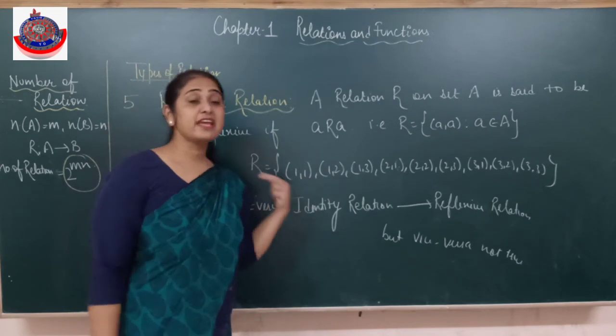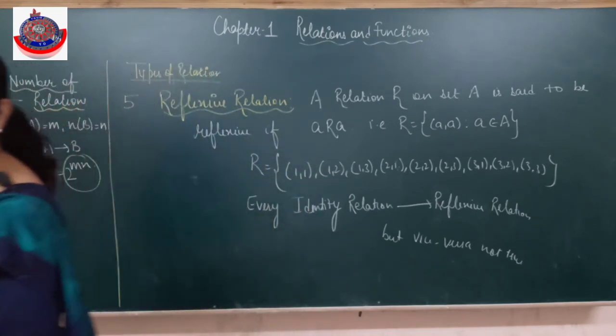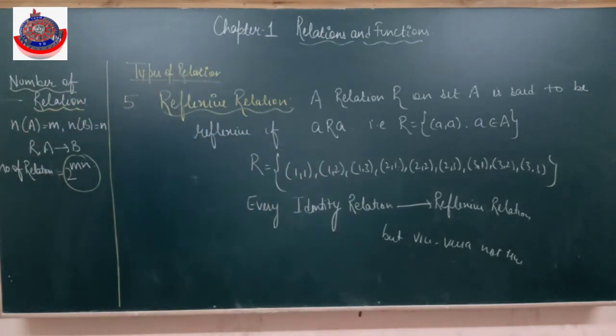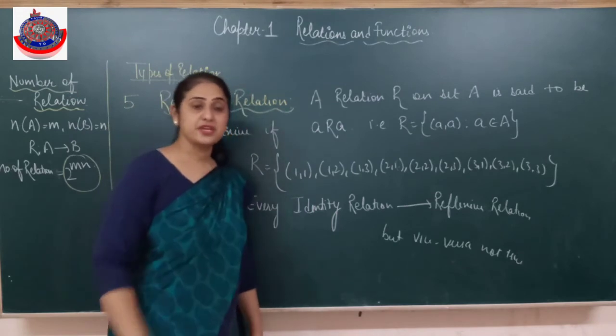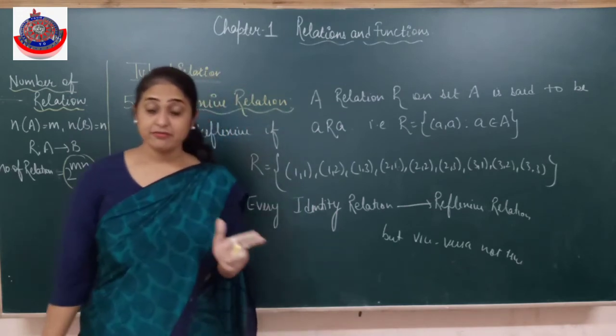Is it clear? But every reflexive relation is identity? That is not true. That is not true. Is it clear? All right. I hope it's clear to everyone. So a universal relation on a set A is always reflexive. All right.